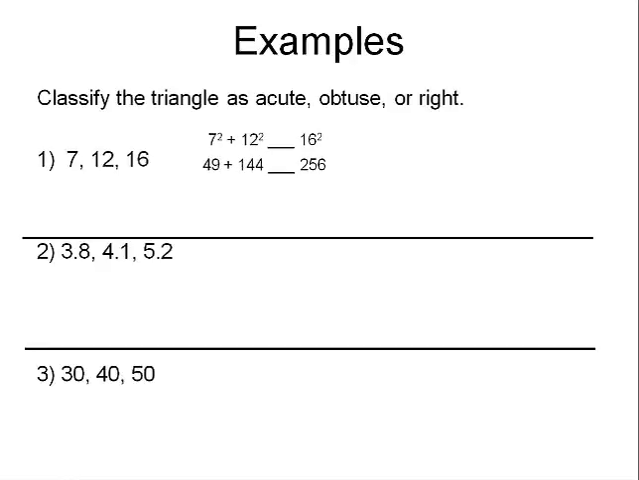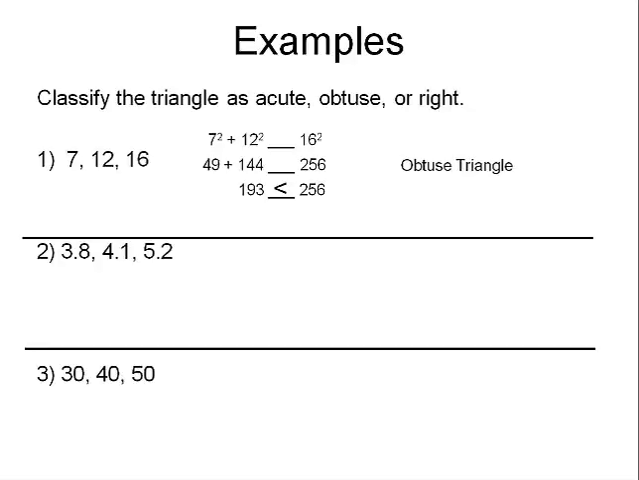If we work it out, we get 49 plus 144, something 256. If we add 49 and 144, we get 193, which is less than 256. Now because the left-hand side, the a squared plus b squared, ends up being less than 256, we know that we have an obtuse triangle.